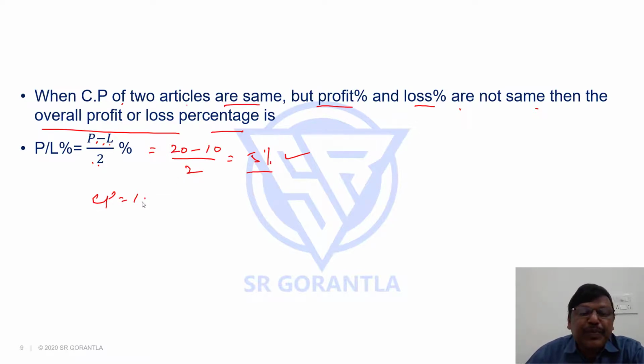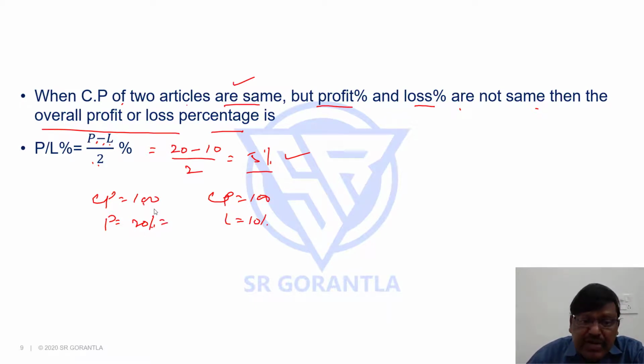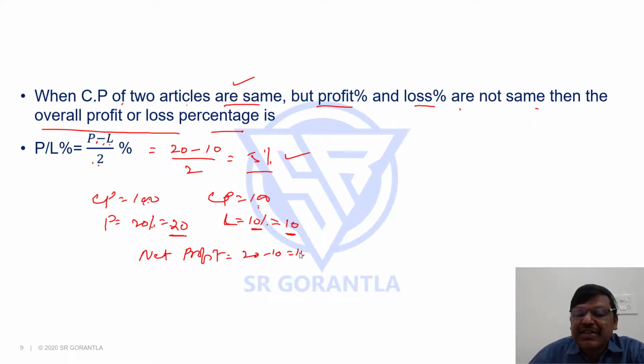Simple. Let's say cost price of two articles is the same, let's say 100, 100. I have 20% profit here, I have 10% loss. When I say 20% profit, 20% of 100, 20 rupees is the profit, because profit is always on cost price. When I say loss is 10%, 10% of cost price, that is 100, 10 rupees is the loss. We earned 20 rupees here, we lost 10 rupees here. What is the net profit? Net profit is 20 minus 10, 10 rupees. But what is the net profit percentage?